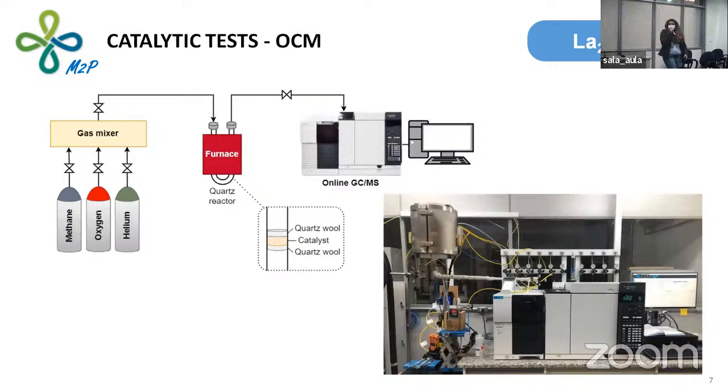This is our setup for the catalytic tests of the OCM reaction. We have a gas mixer, the feed gas flows through the quartz reactor that's inside the furnace. This is the furnace. And the outlet gases were analyzed by online GC and MS too.